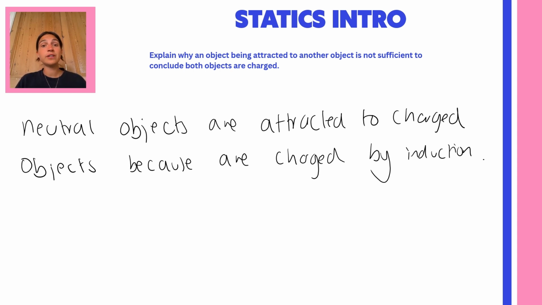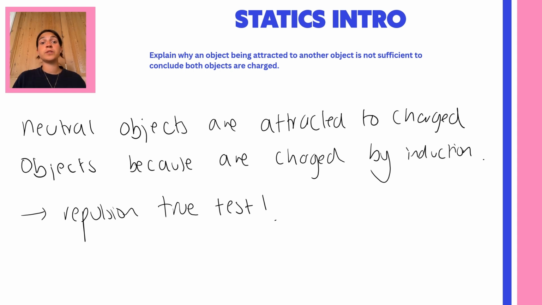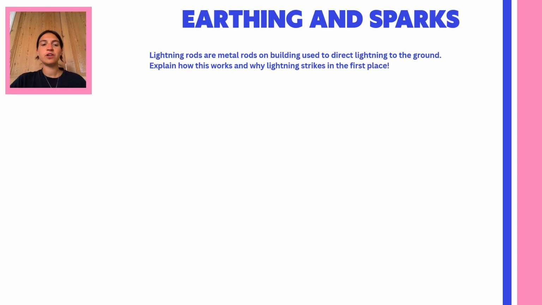Okay, what's the real test then to see if two objects are charged? Repulsion would be the true test to see if something is charged, because neutral objects can only be attracted, they can't repel anything else. Okay, lightning rods are metal rods on buildings used to direct lightning to the ground. Explain how this works and why lightning strikes in the first place.